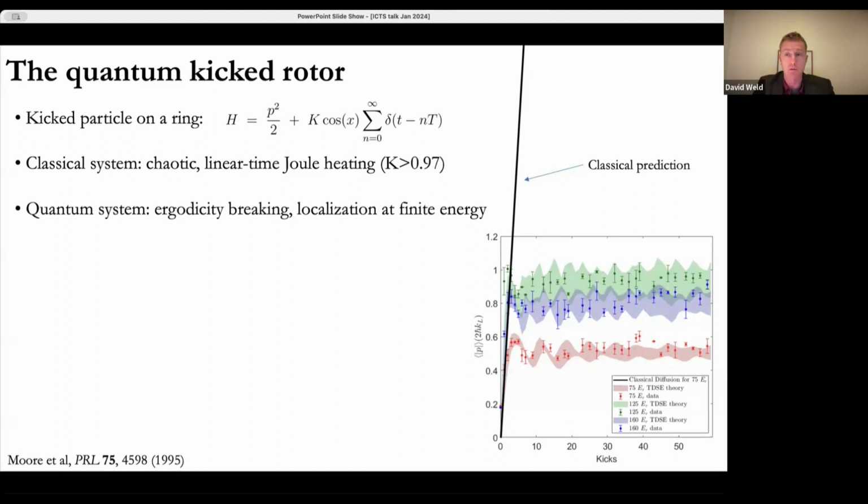The quantum rotor defies this expectation and instead localizes at some finite value of the mean absolute value of the momentum, or the mean kinetic energy. And this is a form of ergodicity breaking and localization at some finite energy density. And this is a very well-known phenomenon now, since at least the experimental work done in Mark Raizen's group, which is the citation down here at the lower left, and which I think represents one of the very first examples of optical lattice quantum simulation.